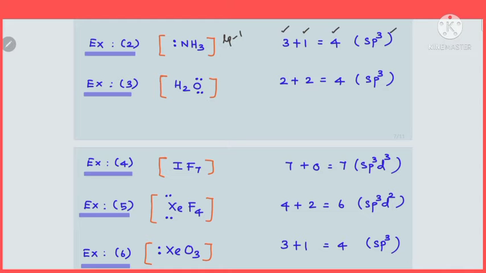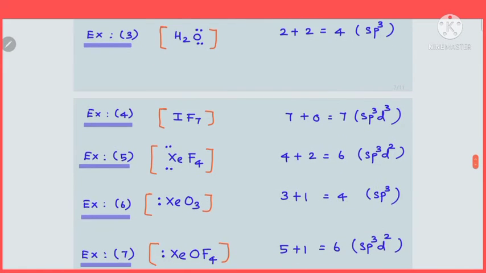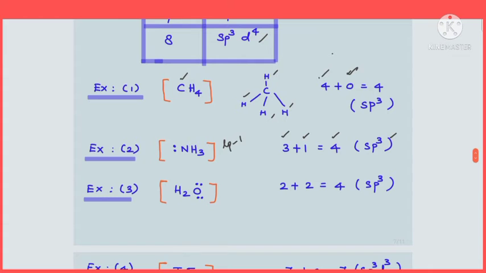The next example is water, H2O. In the H2O molecule, you know very well, the oxygen atom has 2 lone pairs. Oxygen is the central atom in the structure of the water molecule. The atoms attached to the central atom are 2 hydrogens, plus 2 lone pairs on oxygen, so 2 plus 2 is 4. So even water has sp3 hybridization. In water, oxygen follows sp3 type of hybridization.